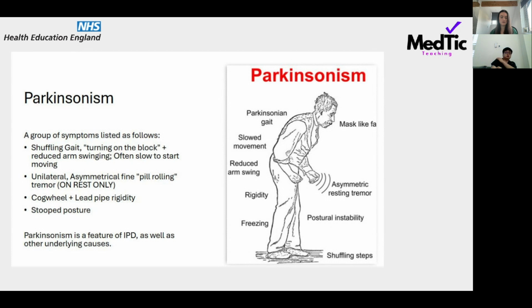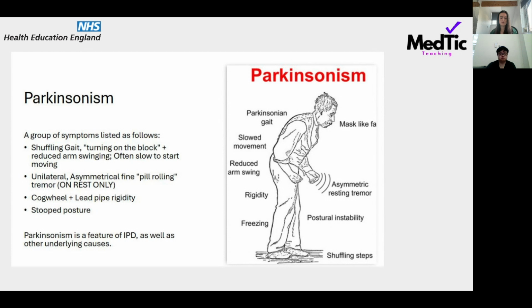Lead pipe basically means the upper part of the shoulder here is quite stiff. Cogwheel means if you try to do your tone exam and move the arms around, it feels like very stiff cogs that haven't been oiled for quite a while. And as I mentioned earlier, they're in a stoop posture, like they're almost losing their balance. It is a feature of idiopathic Parkinson's disease, but other conditions can cause Parkinsonism.